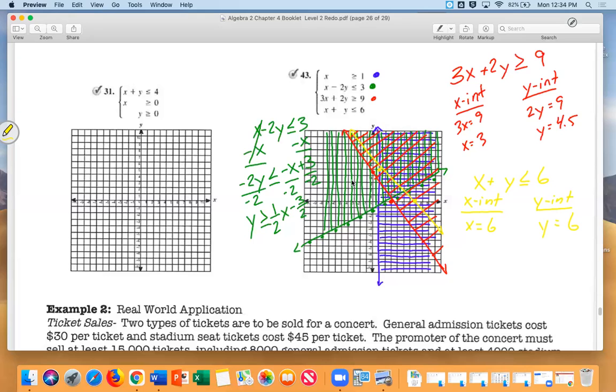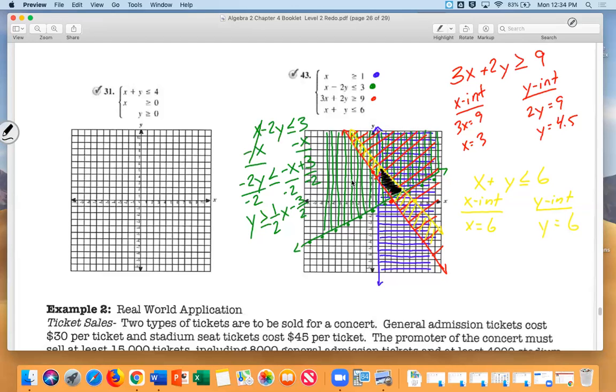Now with this one, all right, don't forget to take your test point of 0, 0. 0, 0 is right here. Is 0 plus 0 less than 6? And the answer is yes. So looks like my answer is going to be right there.